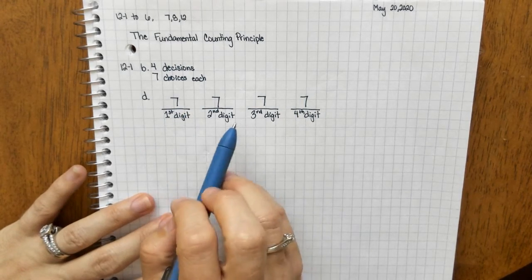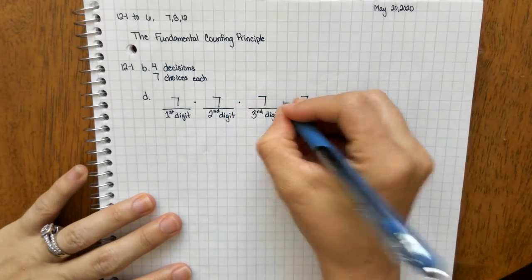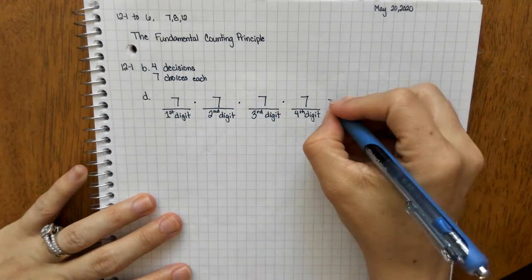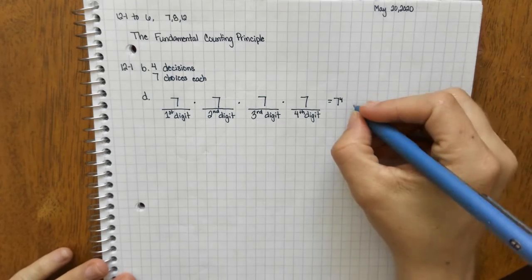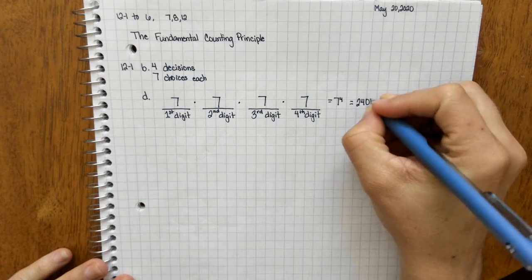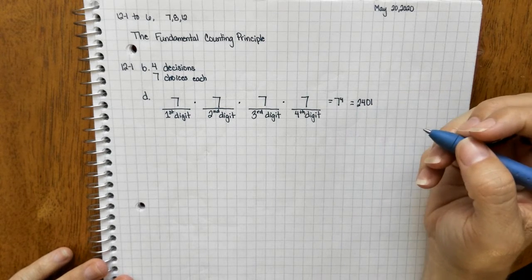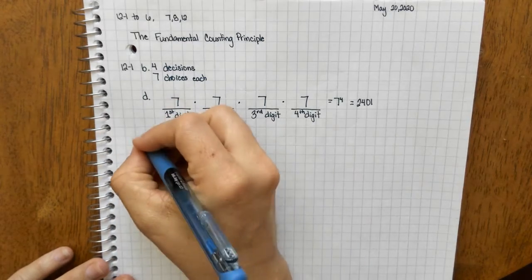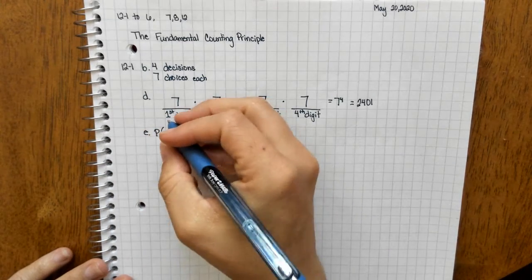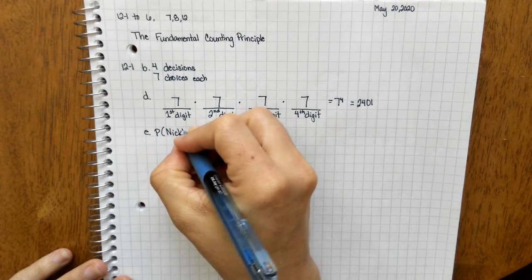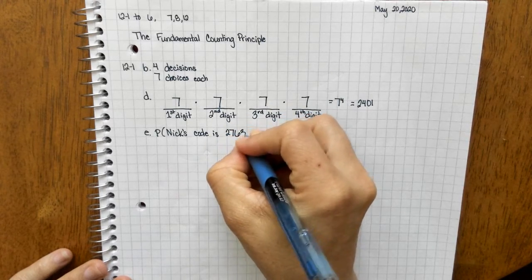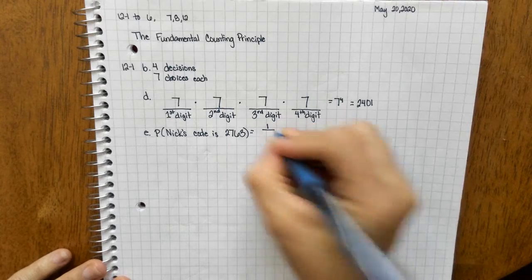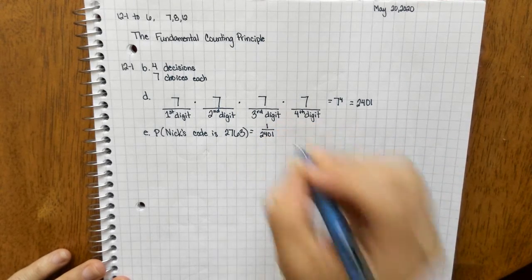What you're going to do with these on a decision chart is multiply them. So 7 times 7 times 7 times 7, which is the same as 7 to the 4th power. So on your calculators, there's 2,401 possible passcodes. So we want to know the probability that Nick's code is 2763. So there's only one of those out of 2,401 possibilities.